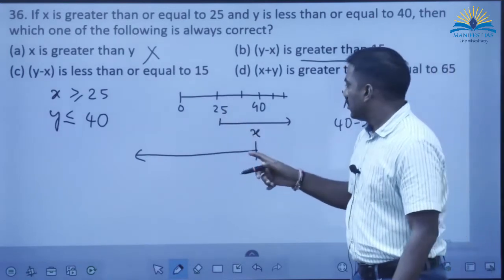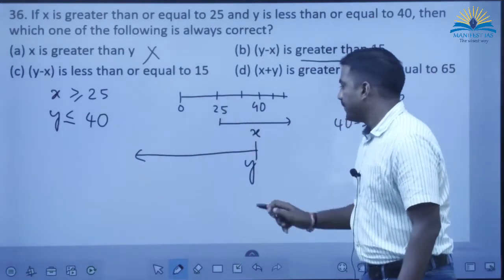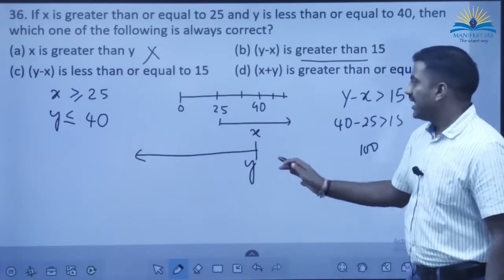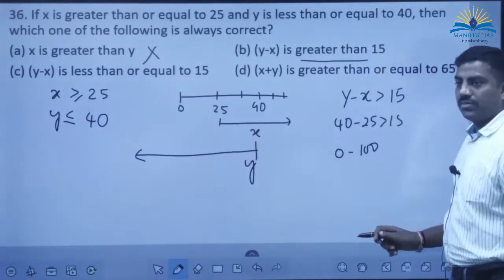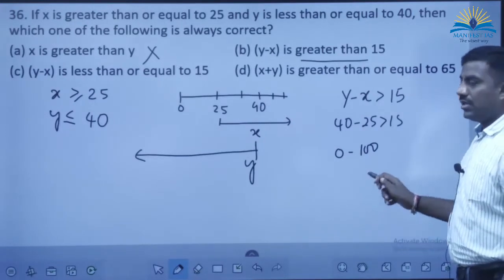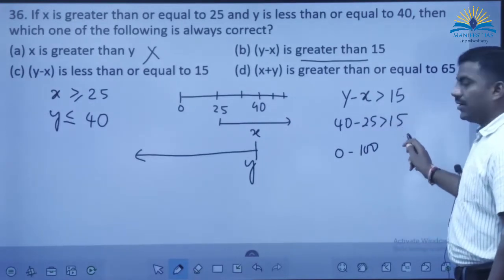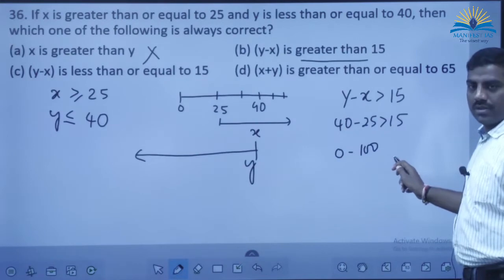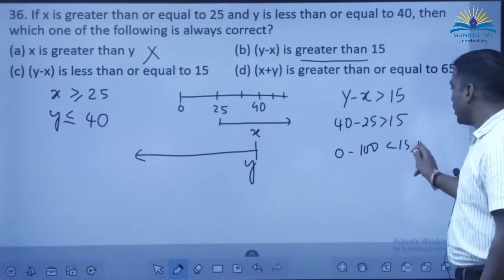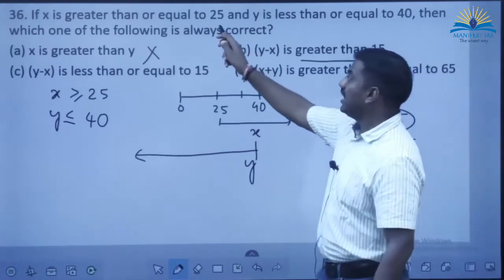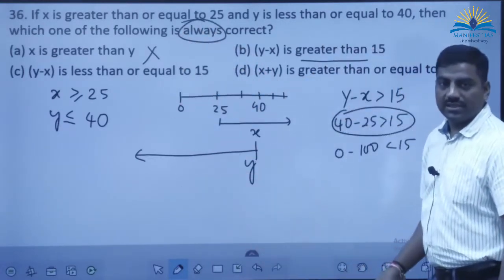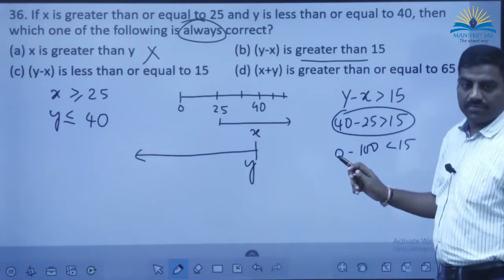Worst value for y. Take anything, let's say 0. 0 minus 100 is what? It is not greater than 15. It will be lesser than 15. In this case, yes, this is okay, but they are asking always. It is not always correct.